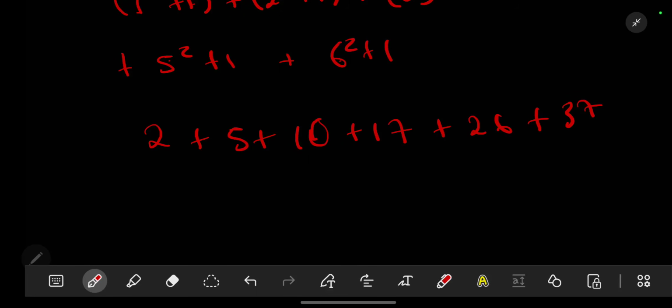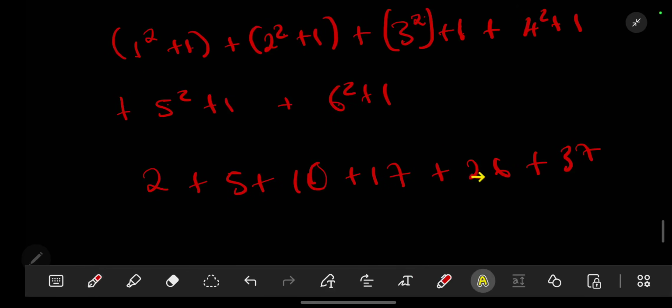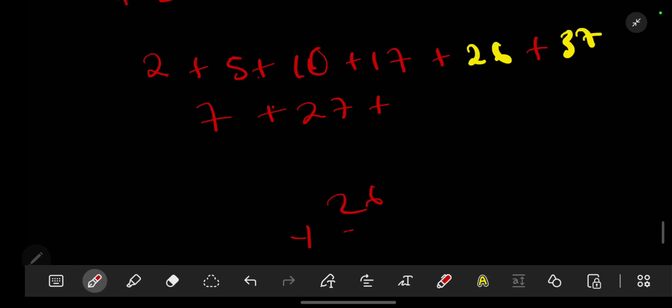So how do you add the numbers? I want to look at the easiest way of adding this, but let's just go direct. So we have 26 plus the 37. That gives us a value equivalent to... So let's add 5 plus 2, it will give us 7. Then we have 10 plus 17, it will give us 27, plus the 26 plus the 37.